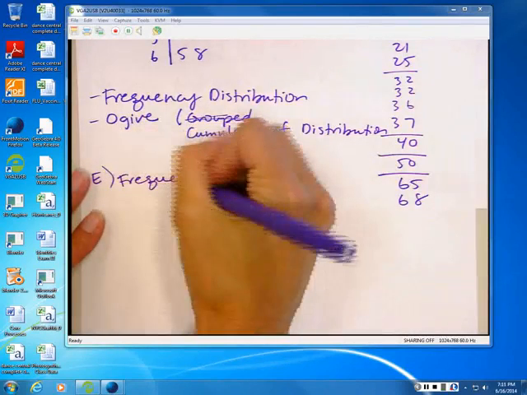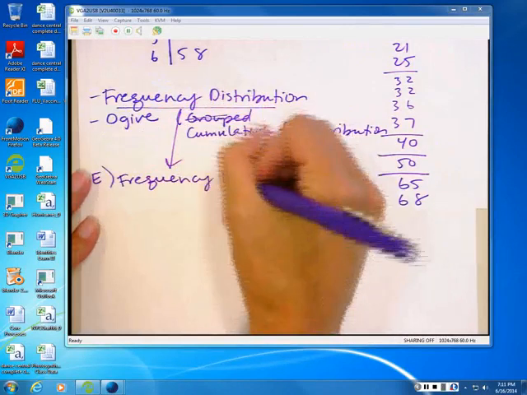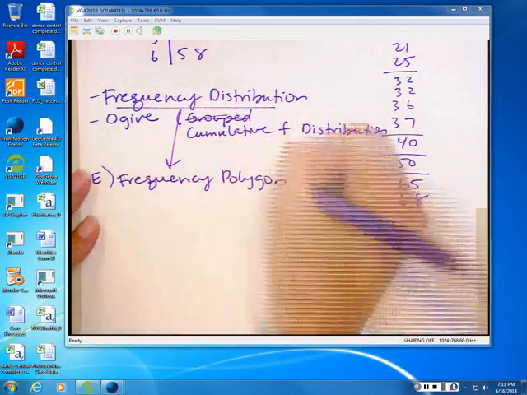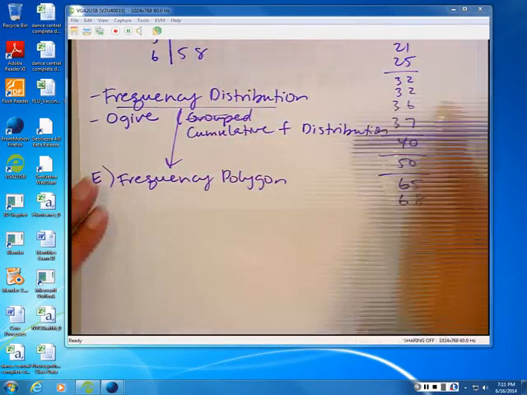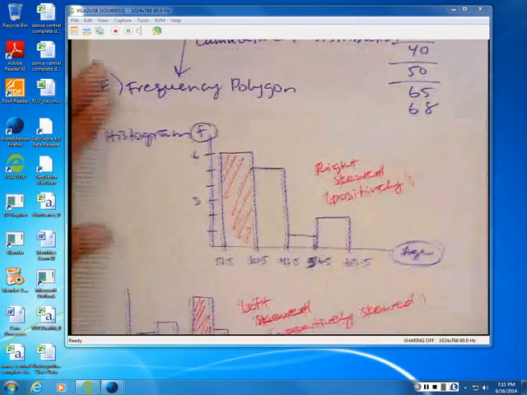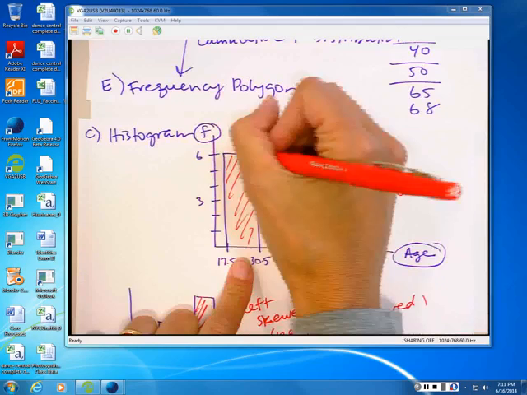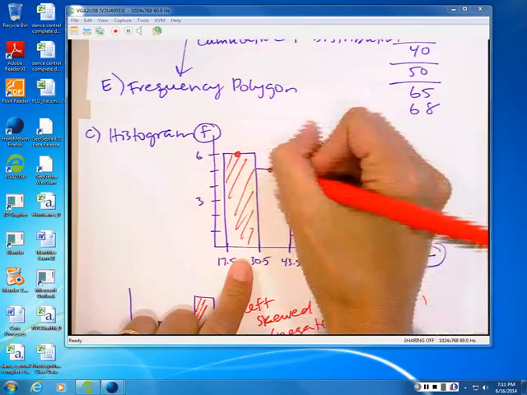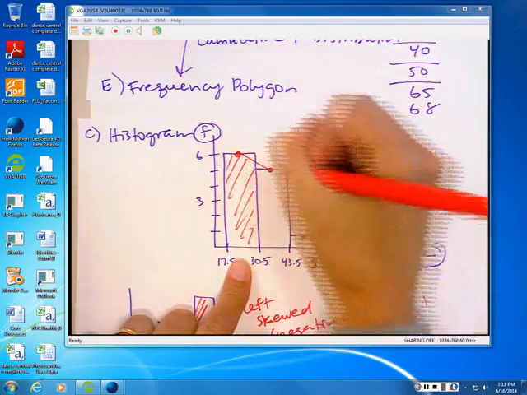the frequency distribution as a graph is the frequency polygon. And the reason I said let's go ahead and do it is because it's really, really easy once you have your histogram done. So if I go back to my histogram, the frequency polygon just sits right on top of my histogram, and it grabs midpoints and connects the midpoints. So it looks like this.